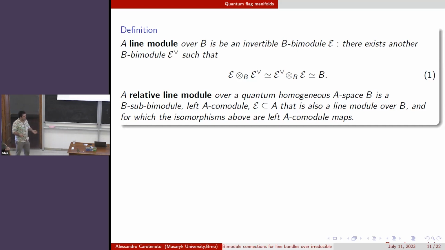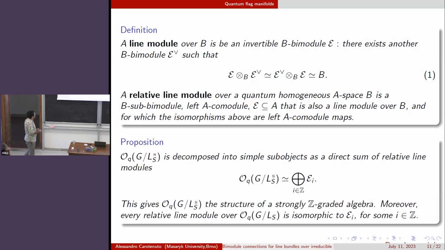And a relative line module over a quantum homogeneous space with respect to a Hopf algebra A is a B sub-bimodule which is also a left A comodule. And also we require that these isomorphisms are isomorphisms in the right category, so in the left A comodule, they are also left A comodule maps. So we have this nice proposition that the quantum Poisson homogeneous space actually decomposes into simple subobjects that are the line bundles over my quantum flag manifold.